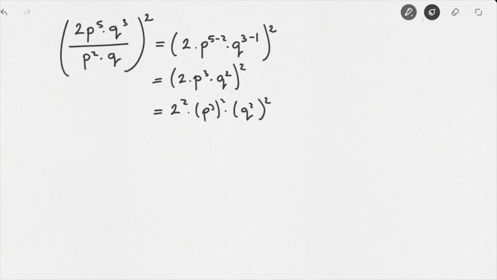Now, using the laws of exponents, we can go ahead and say that this is equal to 4 times p to the power of 3 times 2 times q to the power of 2 times 2. Finally, we can state the final answer, which would be 4 times p to the power of 6 times q to the power of 4.